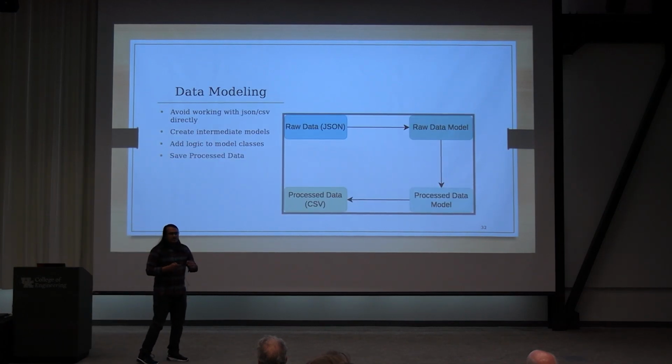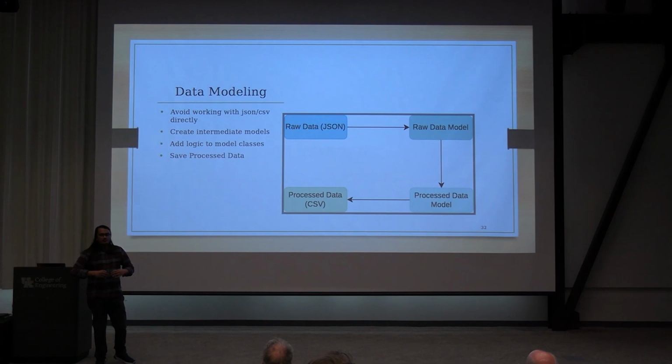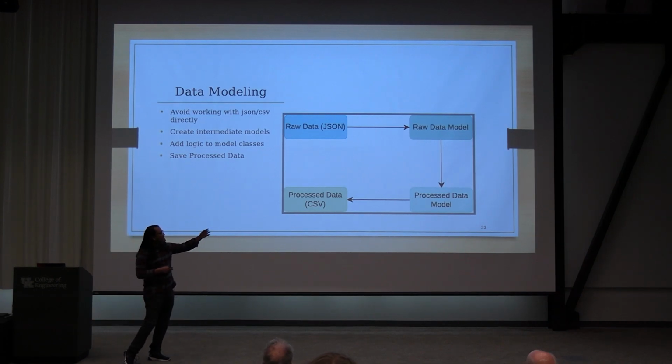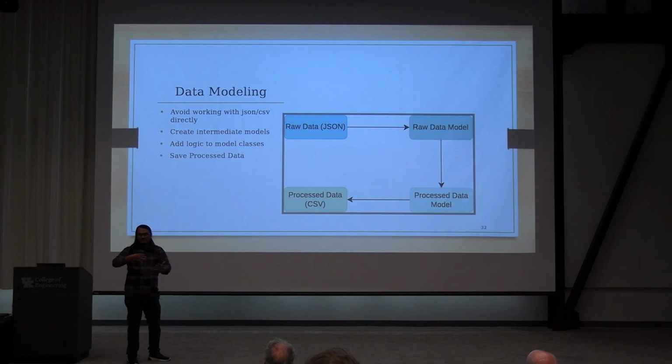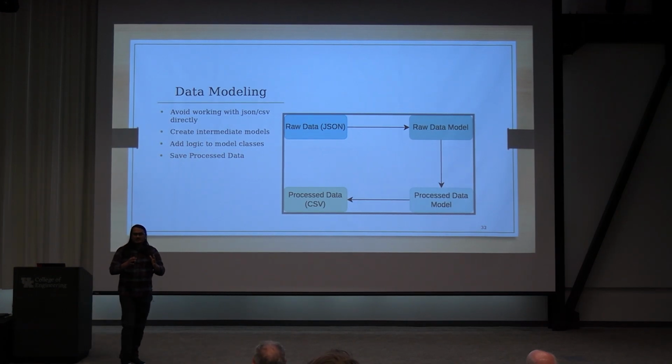And when you're modeling the data, the thing that I suggest the most is do not work on the raw data itself. Create an intermediate data model in the middle and work on that model. Let's say you have raw data in JSON format. Convert that raw data into a raw data model, make some changes to that, convert that to an intermediate processed data model, and then you can save that processed data as a CSV. If you do it this way, you're not directly working with strings and JSON objects. You will work with class objects, and it will make your logic processing a lot easier.